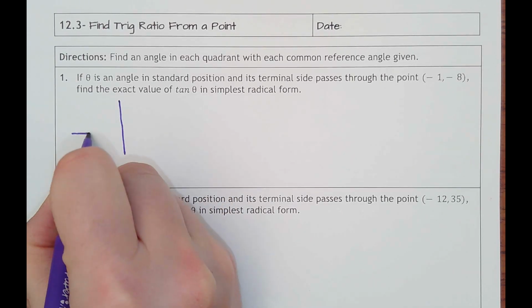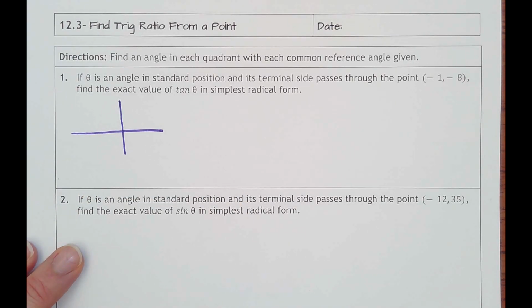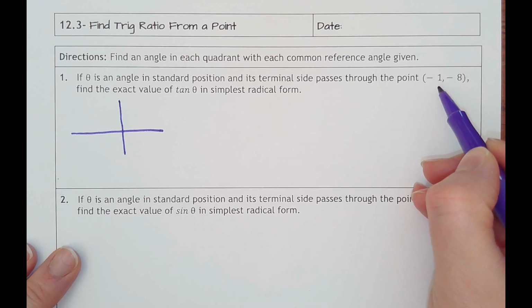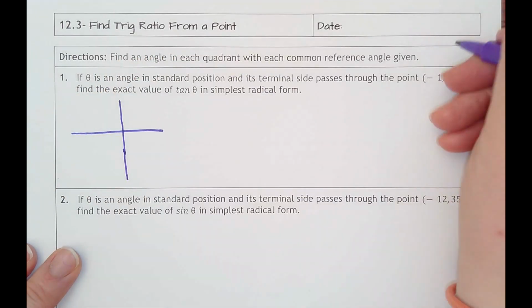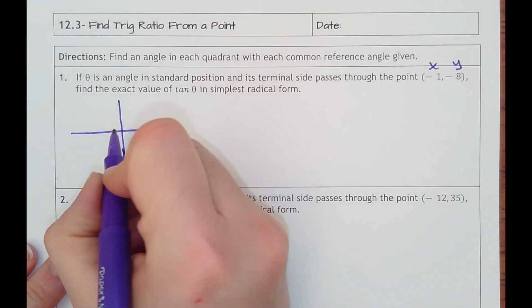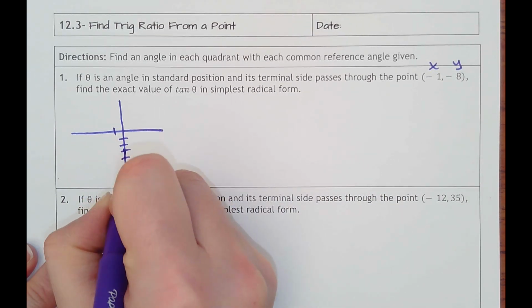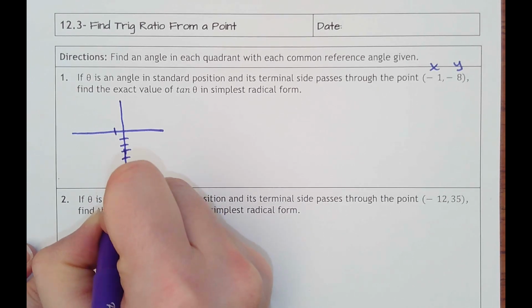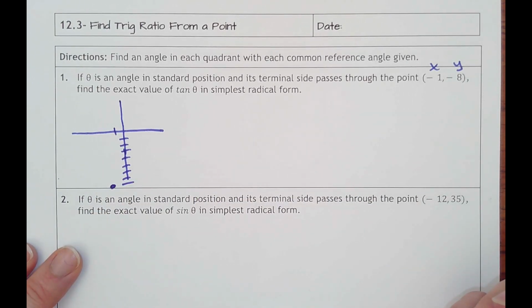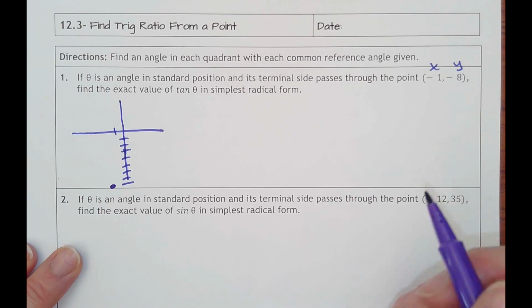So it helps me to draw a little coordinate plane. Think about where the point (-1, -8) would be. Remember, this goes x comma y. So you would go -1 on your x-axis and then down 8 on your y. What's the point right there? What this is going to do is make an angle.